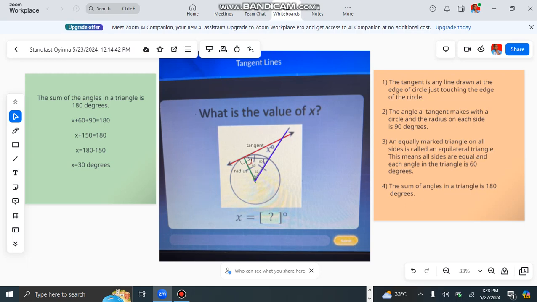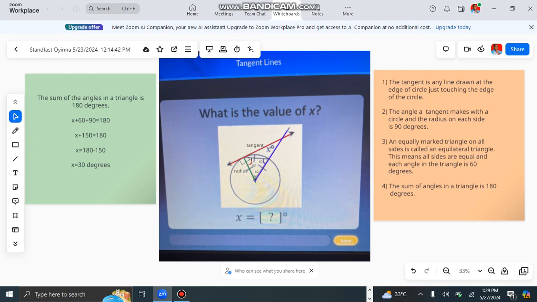So for the first point, the tangent is any line drawn at the edge of the circle, just touching the edge of the circle. We're on the light pink sticky notes now. If you look at this red line, which I call the tangent, you find that the tangent just touches this circle and passes. It doesn't enter and it doesn't really go out. So any line that touches the circle, just as this one has done, is called a tangent. So now I believe you should be able to know what a tangent is whenever you see one.